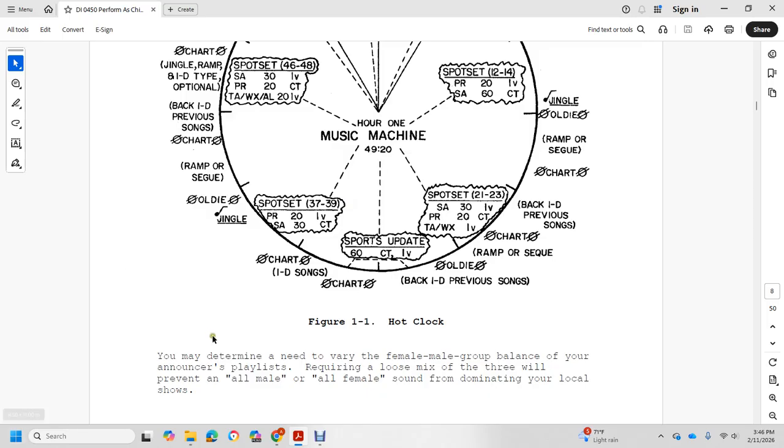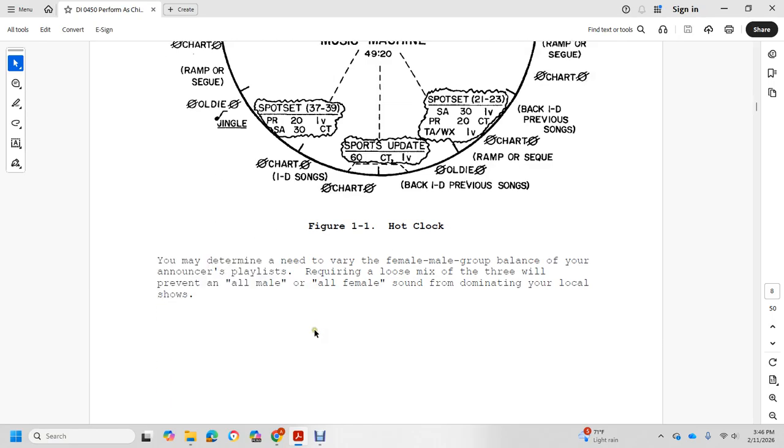This shows the hot clock. You may determine the need to vary the female-male group balance of your announcer playlist. A loose mix of the three will prevent an all-male or all-female sound from dominating your local shows.